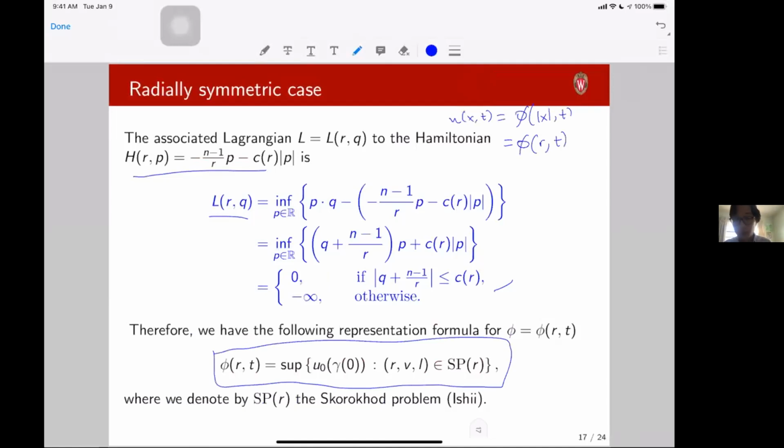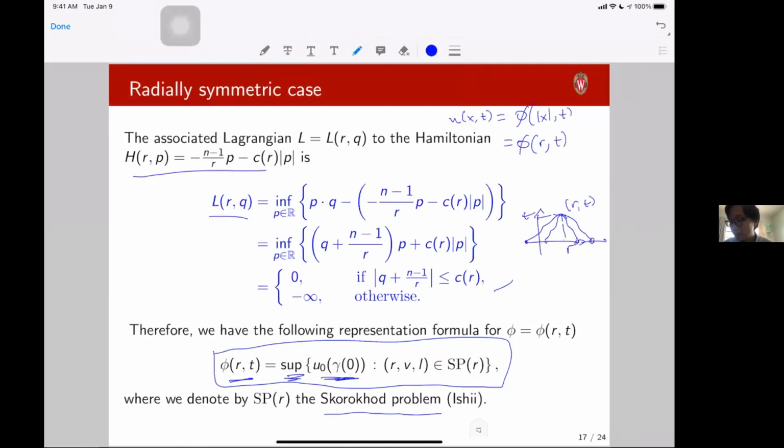And again, by using the Lagrangian framework, we can see that phi is nothing but the supremum of just u0. The schematic picture: this is the point R, this is t. At this point R, T, we can try to use all possible paths to go back. Again, I'm using the optimal control framework, and among all the possible admissible paths, we look at the maximum, the supremum value of u0, and this is going to give us the value of the function.